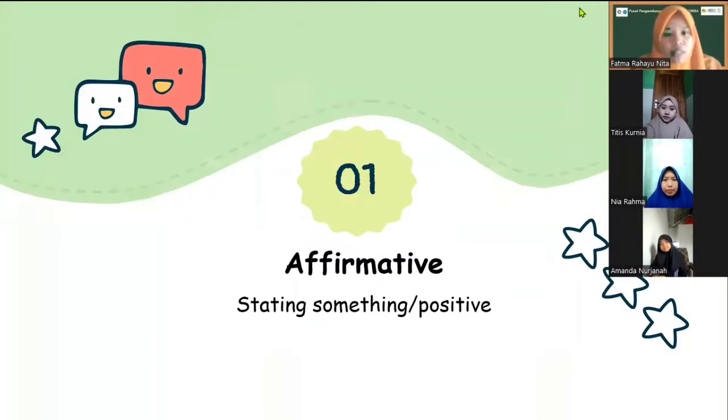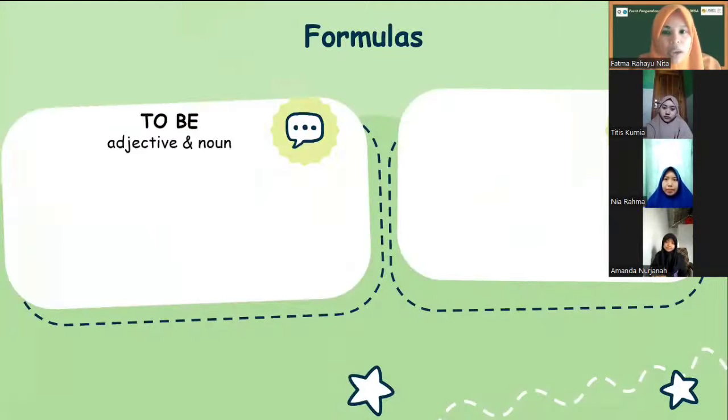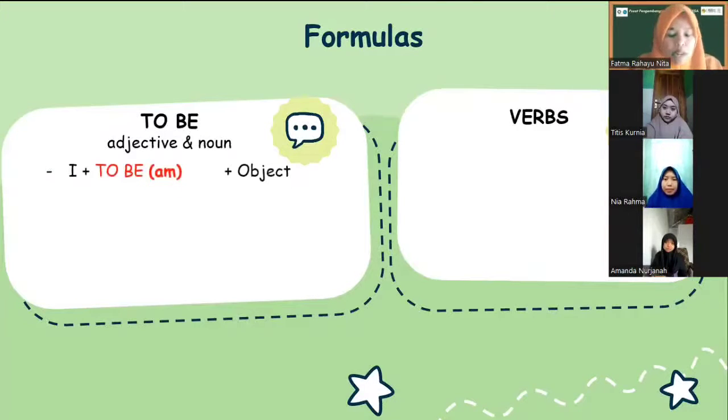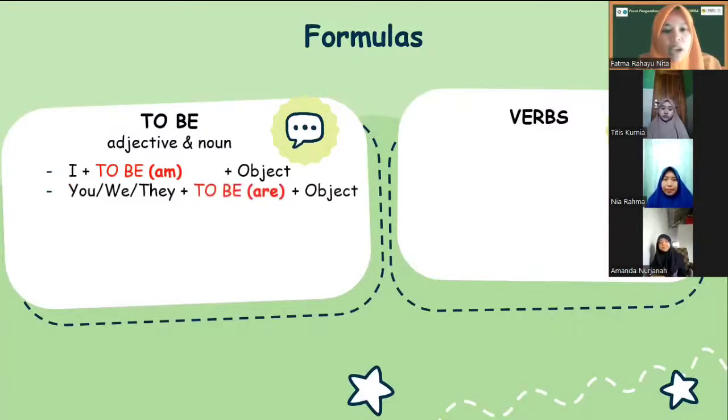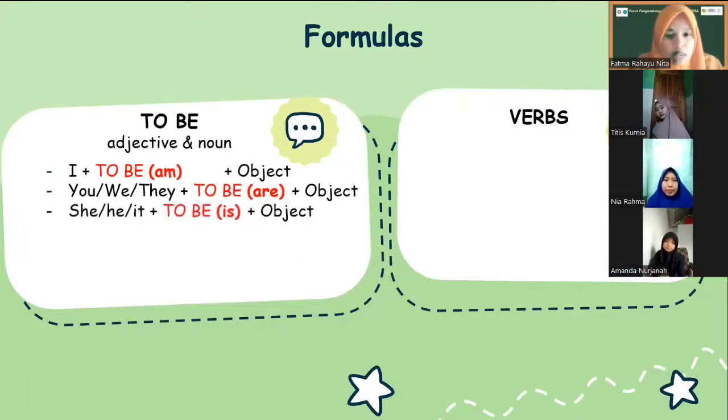Affirmative is used to state something, or it is a positive sentence. To be and the verbs. So usually tenses consist of to be and the verbs. And for the to be, the formula is I plus to be am plus object. And you, we, they are plural subjects, we use are as the to be plus object. Well, the last is she, he, it as the singular subject, we use is as the to be plus object.